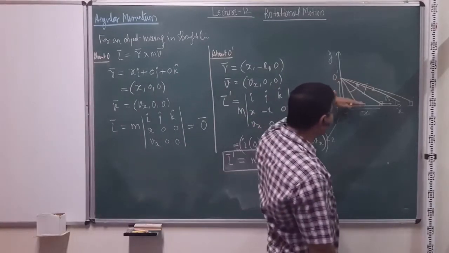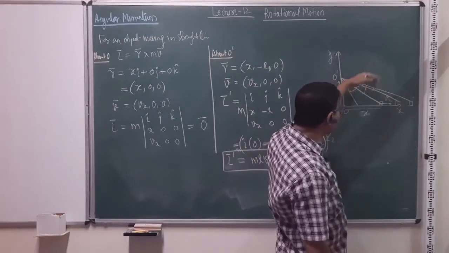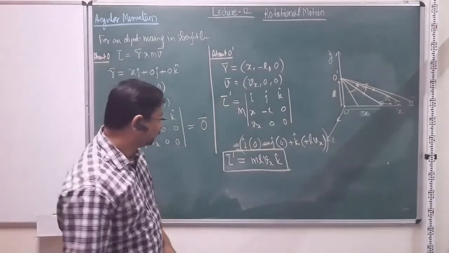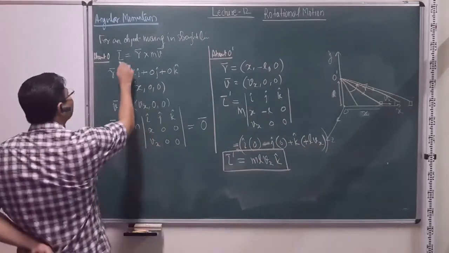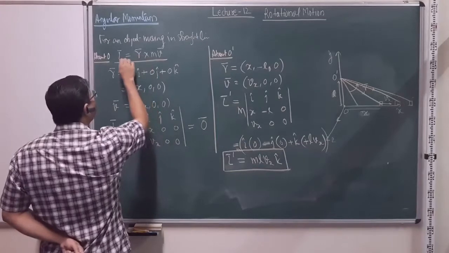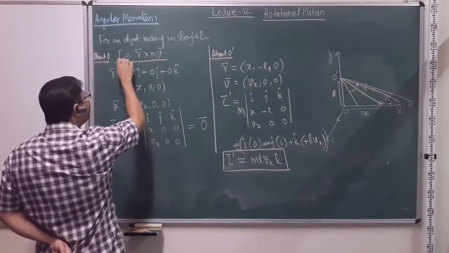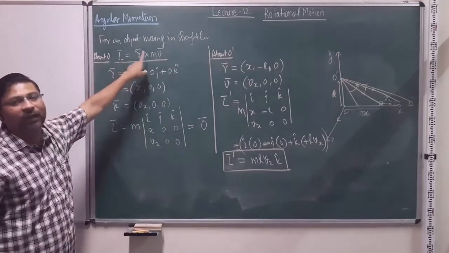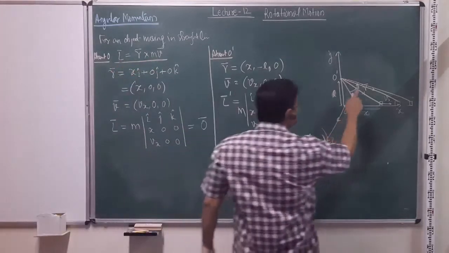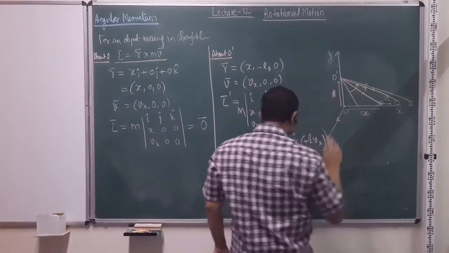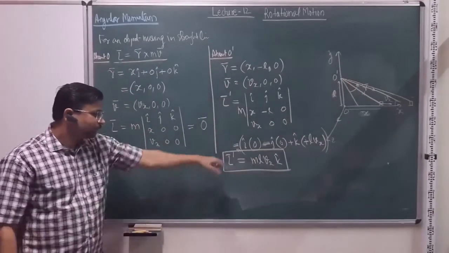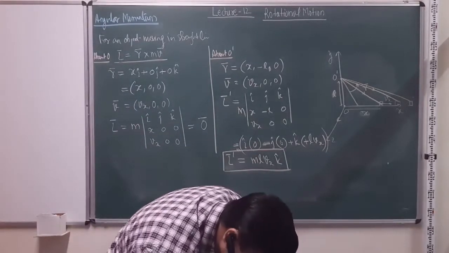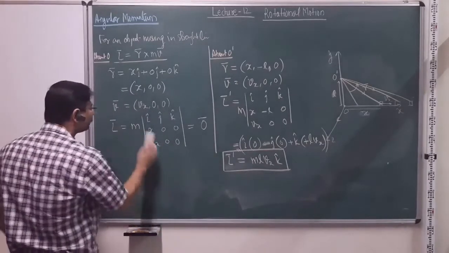Since the motion is in the x and y plane, the angular momentum is in the z coordinate, which again comes from this one. So L, which is r cross p, will always be perpendicular to the plane of r and p. And here the plane of r and p is xy, so the angular momentum is in the z direction. Okay. Let's take another example to see this in slightly more detail.